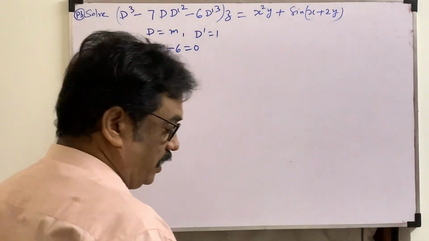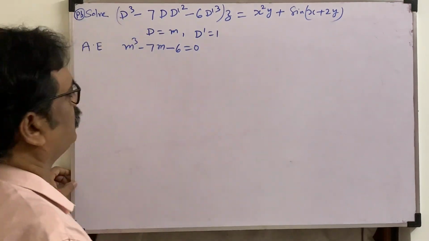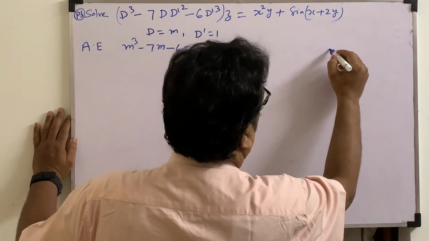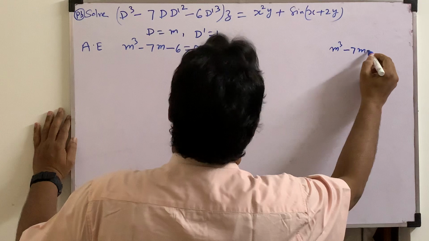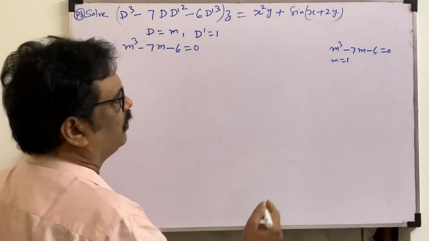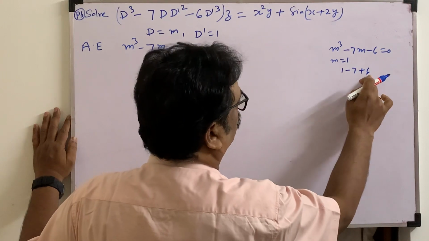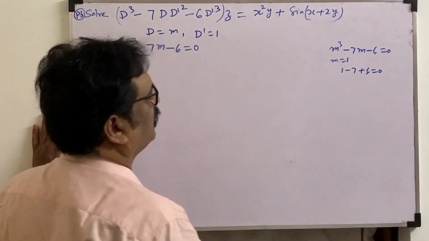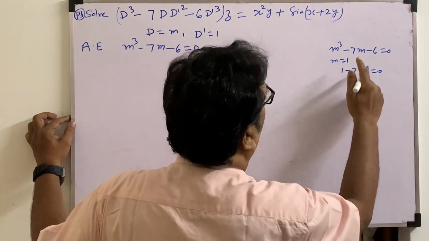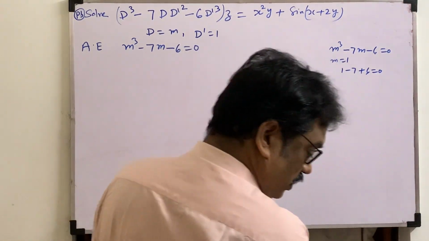So we got a 3-degree equation. Now first we will find the roots of this equation. We discussed this in previous problems, but again, see here: m cube minus 7m minus 6. Put m equal to 1: 1 minus 7 minus 6. If it comes 0, then we will divide by that factor.